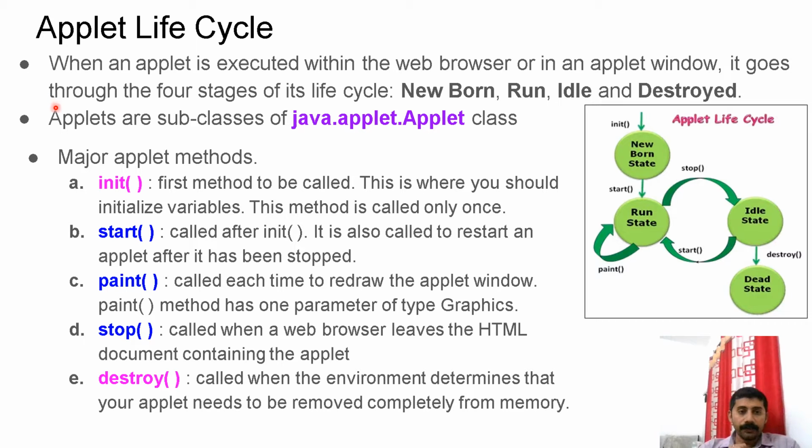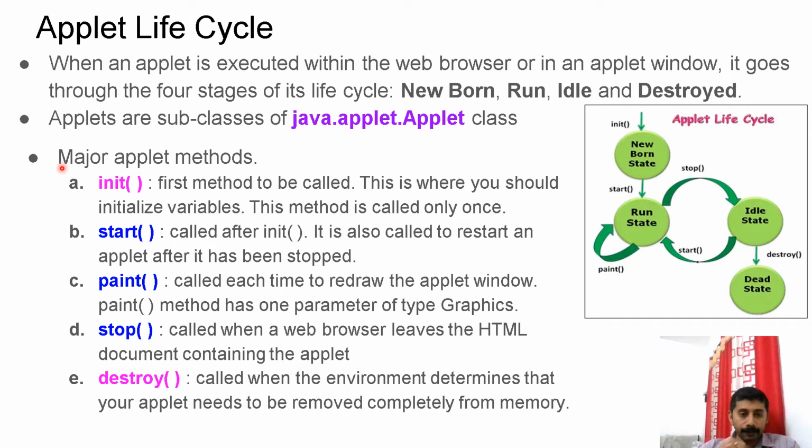Applet lifecycle. When an applet is executed within a web browser or in an applet window, it goes through 4 stages of its lifecycle: newborn or initialized, run or started, idle or stopped, and destroyed. Applets are subclasses of the java.applet.Applet class. So if you are creating a Java applet, essentially you are creating a derived class of this particular Applet class.